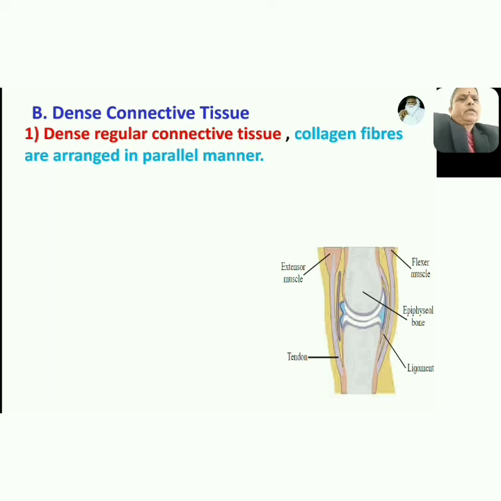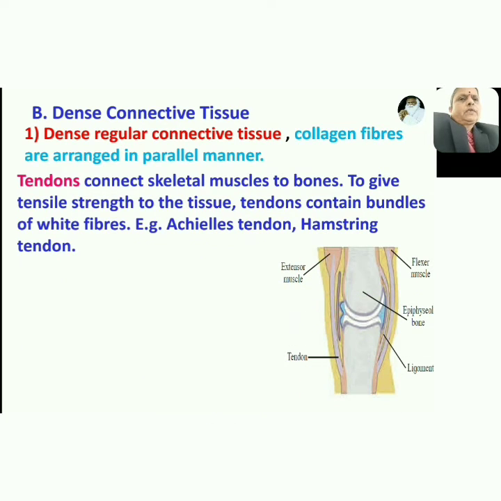Dense regular connective tissue shows collagen fibers arranged in a parallel manner. In them, number 1, tendons. Tendons connect the skeletal muscles to the bones to give tensile strength to the tissues. Tendons contain bundles of white fibers. Example, Achilles tendon, hamstring tendon.